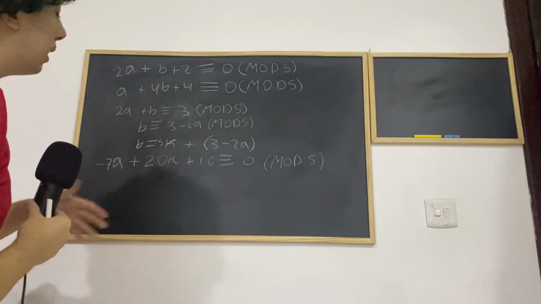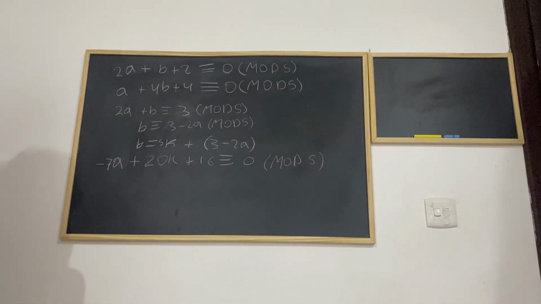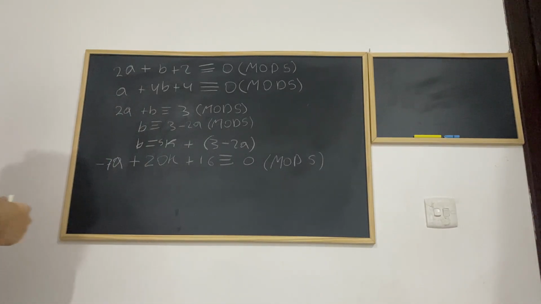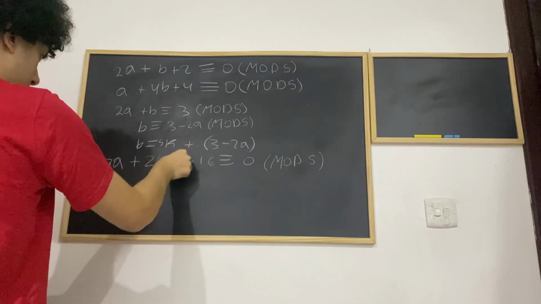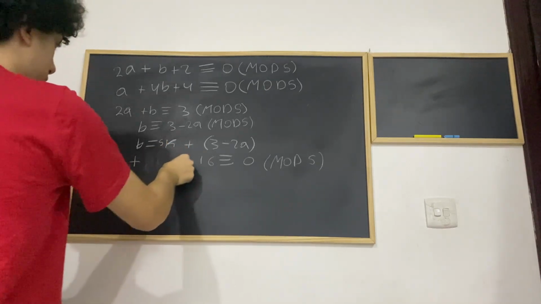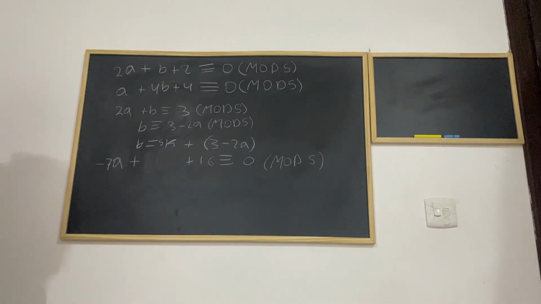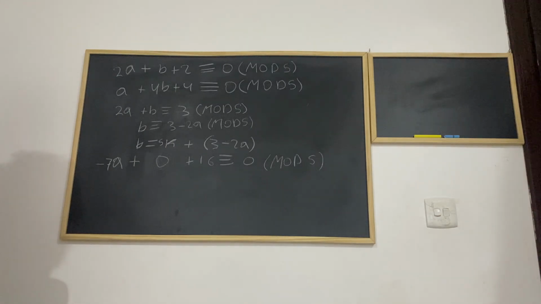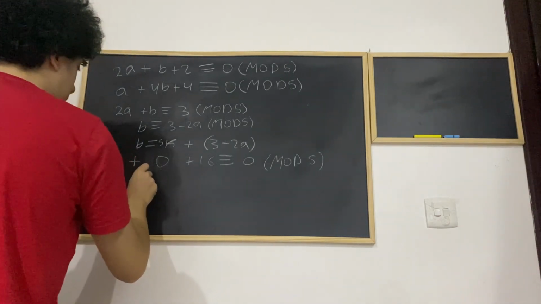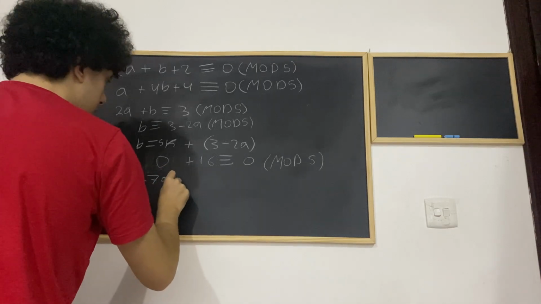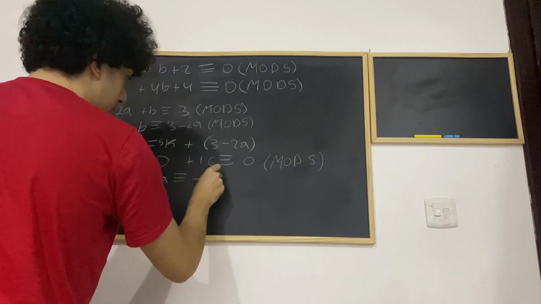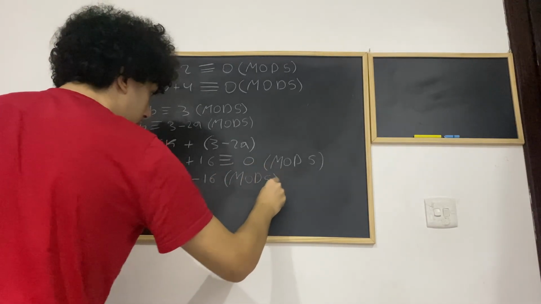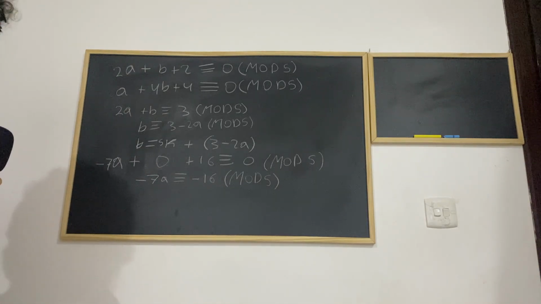20 is actually congruent to 0 mod 5. Now, the reason is because 20 divided by 5 is just 4 with a remainder of 0. So we can actually get rid of this entire variable right here, right? Because 20 is just 0 in terms of mod 5. So let's get rid of this variable. We already got rid of it. Let's just write a 0 here, right? So this means that negative 7a is congruent to negative 16 mod 5, correct?